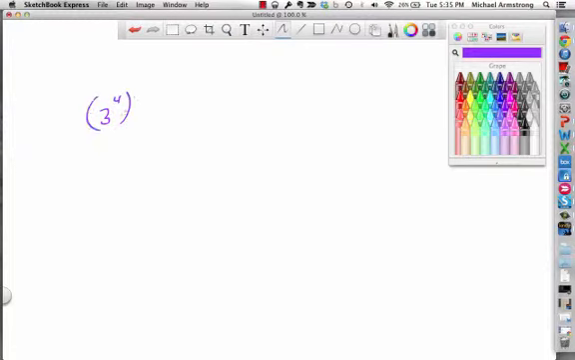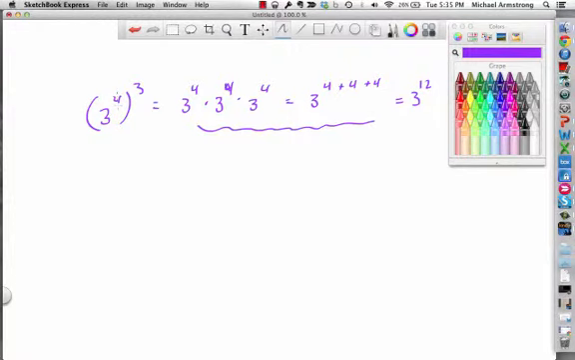3 to the fourth to the third is the same as 3 to the fourth times 3 to the fourth times 3 to the fourth, which is the same thing as 3 to the 4 plus 4 plus 4, which is 3 to the 12th. Okay, so we can skip some of these intermediate places if we start to recognize that 3 to the 4th to the 3rd is 3 to the 12th. Ta-da! Okay, let's try another one.